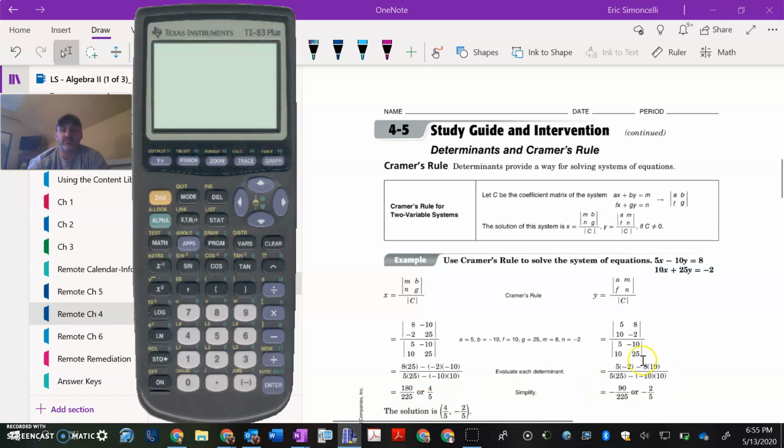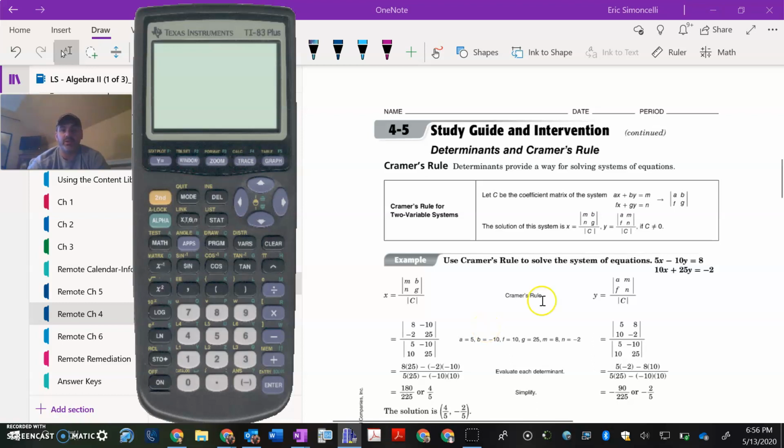The second fraction ends up being, if you do the math, 5 times -2 minus 10 times 8. That number ends up being -90. And again, the denominator we said was 225, which then reduces to -2/5. The final solution is 4/5 over -2/5. Now this does take quite a while to type into the graphing calculator.